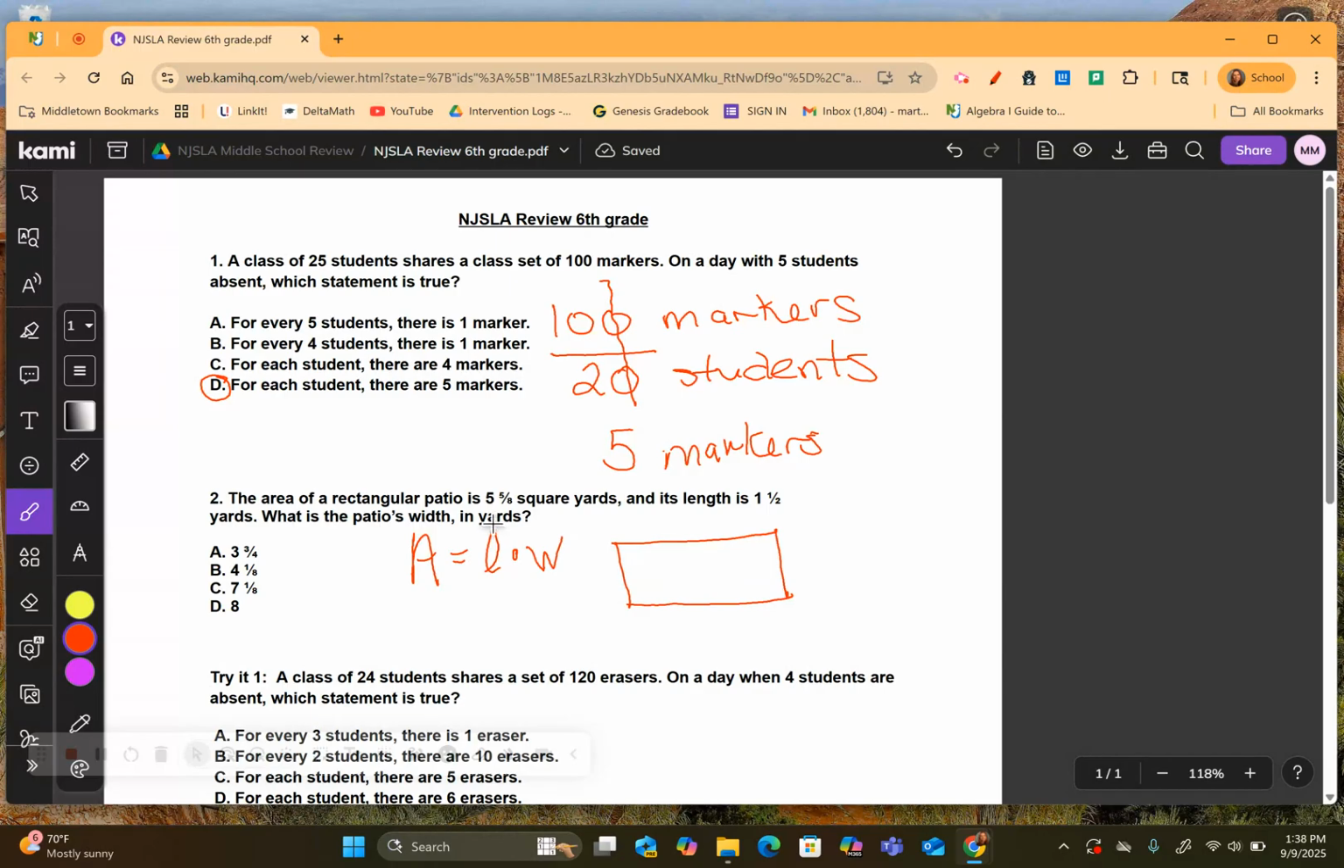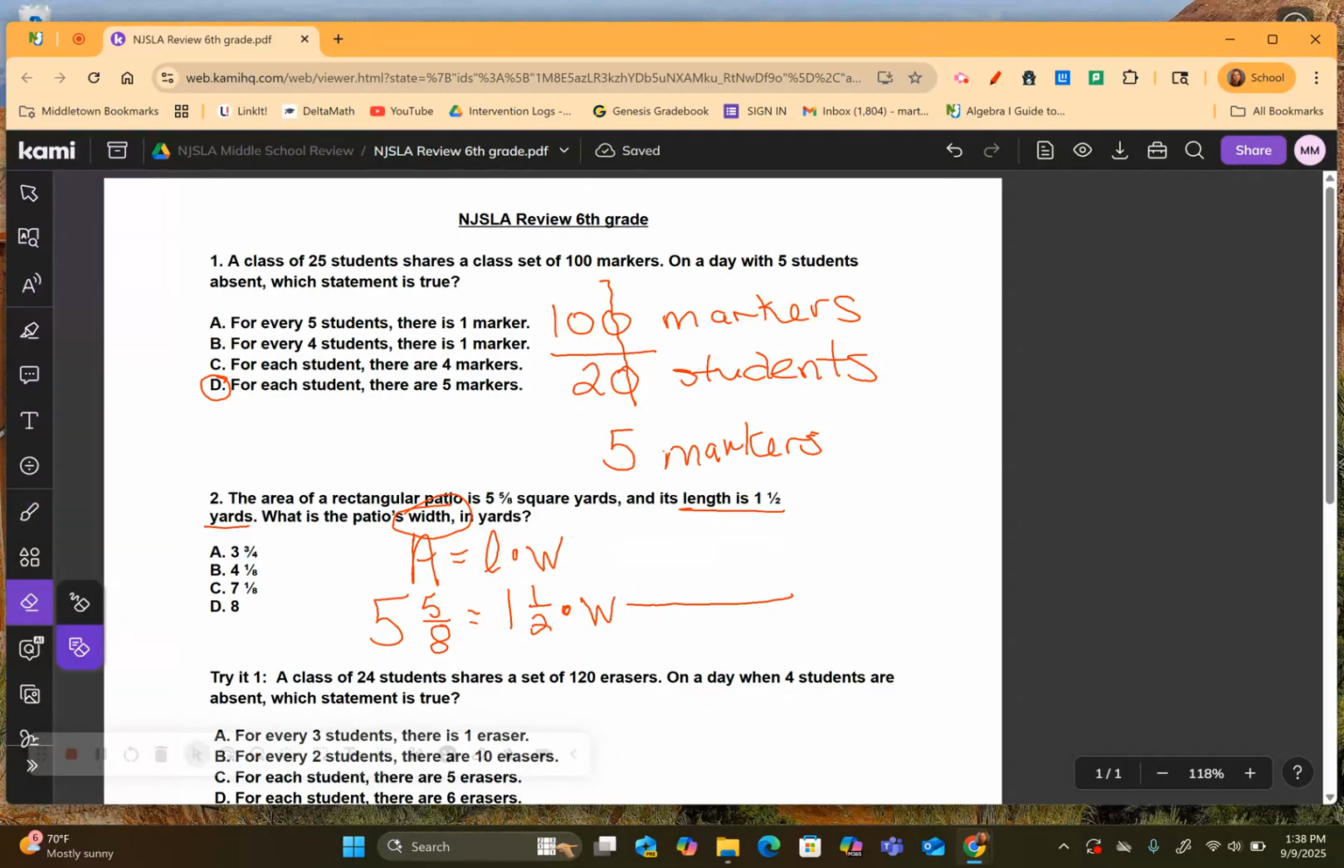We're given the area. They are telling us that the area is 5 5/8 square yards. What else are we given here in this problem? Yeah, the length is 1 1/2 yards. And our unknown, we are looking for our width, which is W. Okay, I'm going to just erase this so I have a little bit more room.